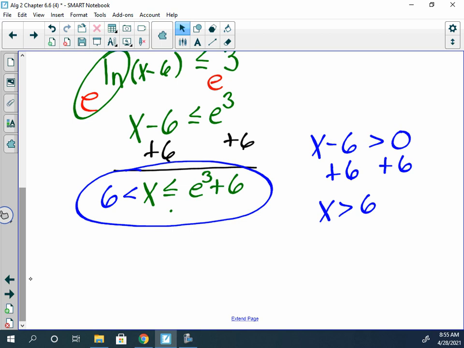Now, if we were wanting a very exact answer, I would leave it as this here. Because we know e is a non-repeating, non-terminating decimal, so we can't be precise if I turn it into a decimal.